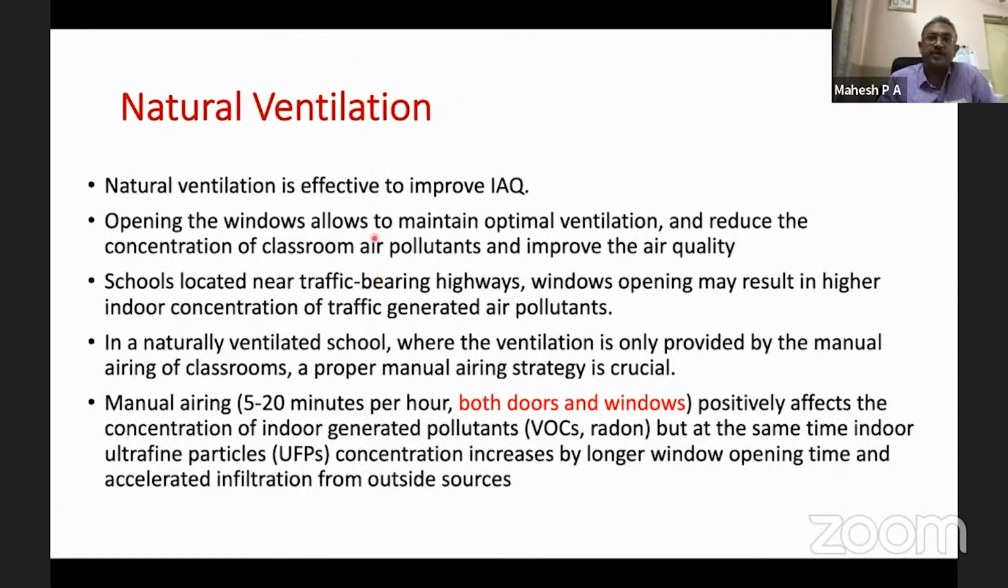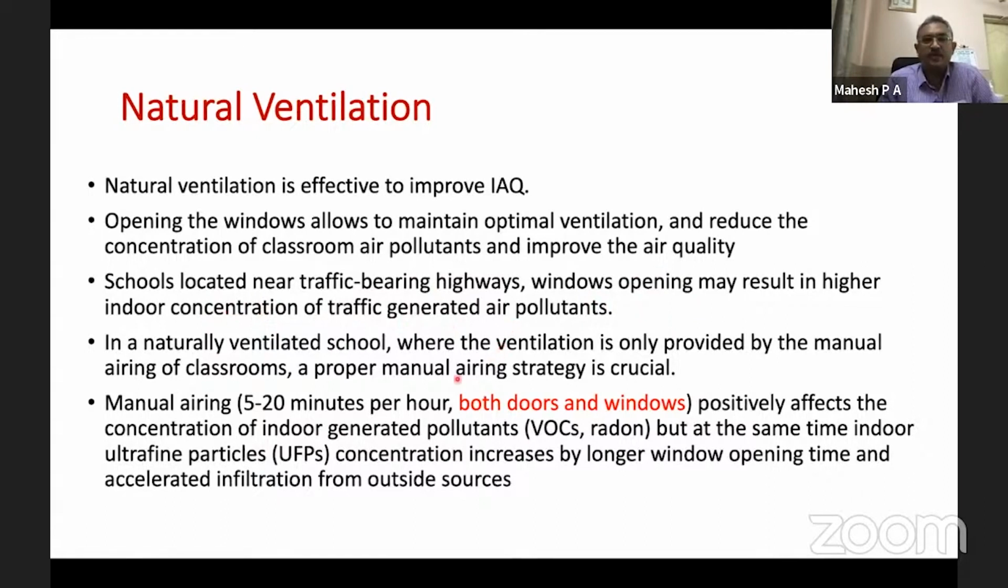Carbon dioxide, if you keep the room closed all the time, the windows and door closed all the time, CO2 and CO buildup will cause a lot of sick building syndrome kind of symptoms. So what about schools located near traffic bearing highways? When you open windows all the time, there is a high indoor concentration of these traffic generated air pollutants.